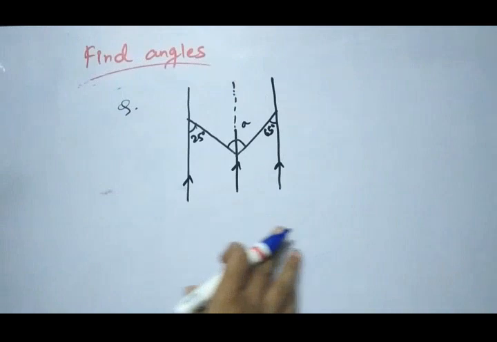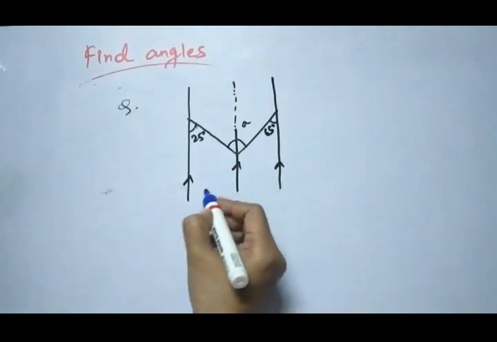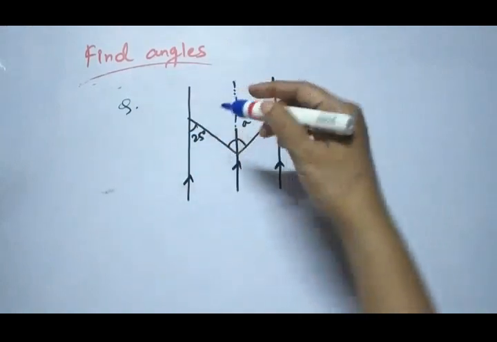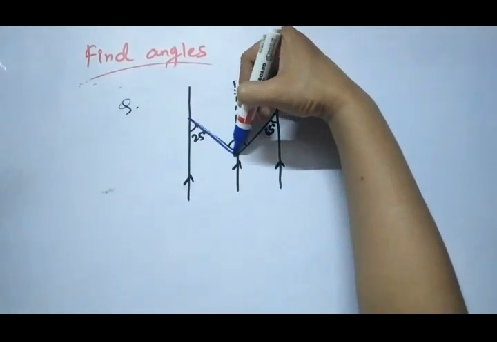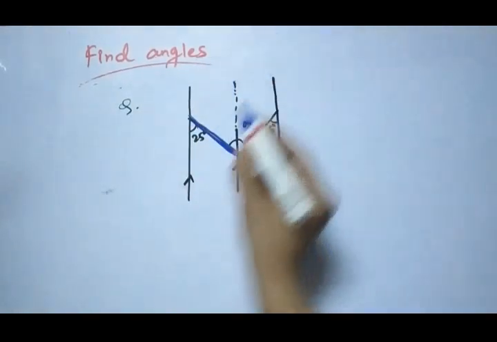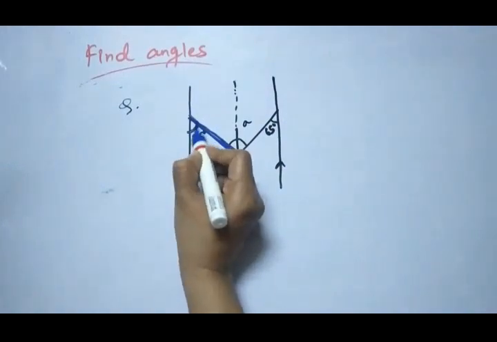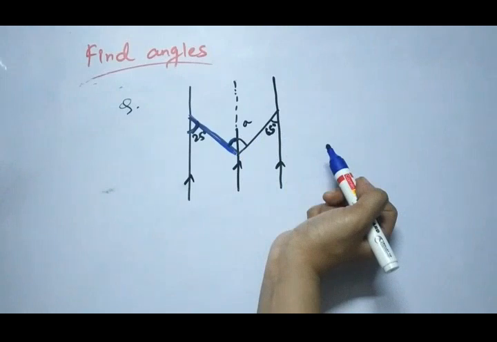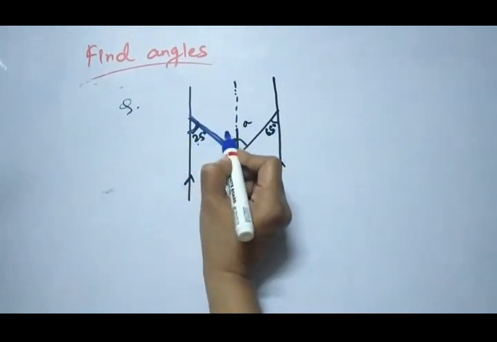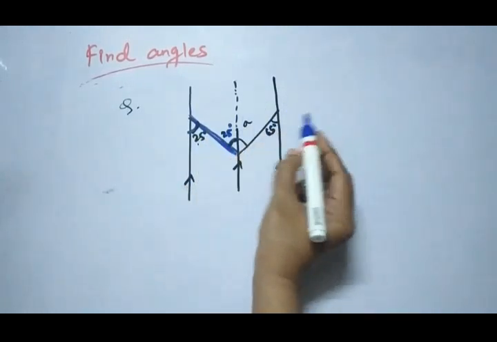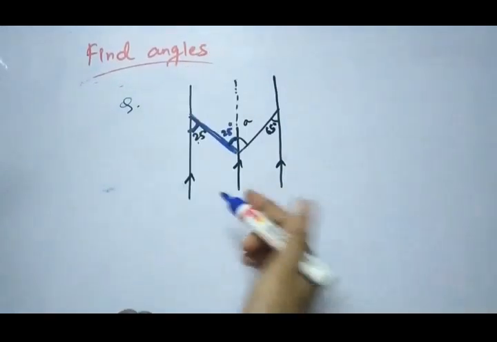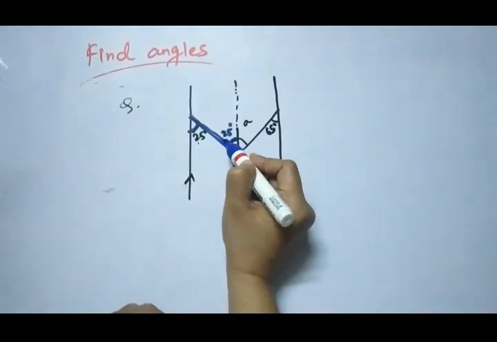So friends, now observe this diagram very carefully. First of all, we'll consider these two lines as parallel lines. You can observe here this line is a transversal, and this angle acts as an alternate angle. So friends, this is 25 degrees, so this will also be 25 degrees. And when you observe these lines, friends, we need to find out this complete angle A.